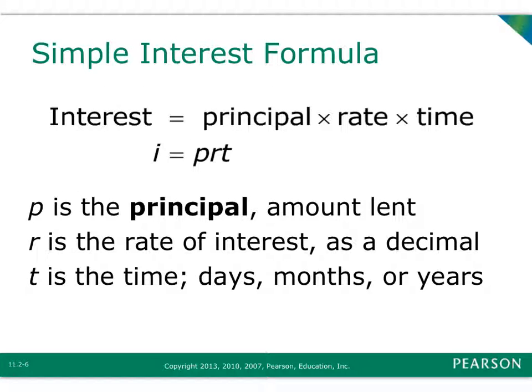Our simple interest formula is interest is equal to the principal times the rate times the time. The rate, in this particular case, is as a decimal. The principal is the amount lent. T is the time: days, months, or years. In most cases, if we have an annualized rate, it's based on years.